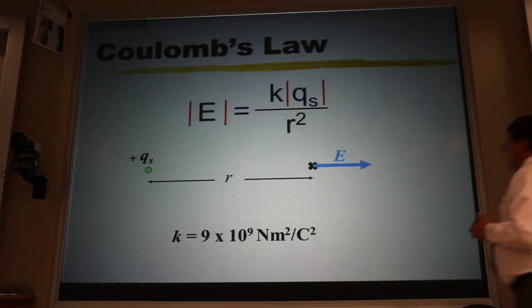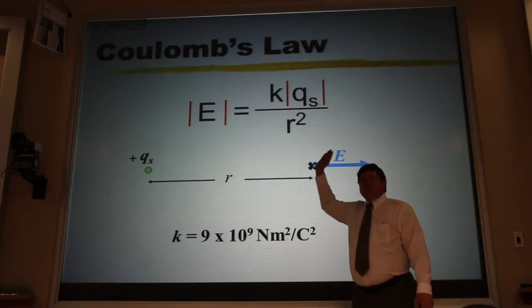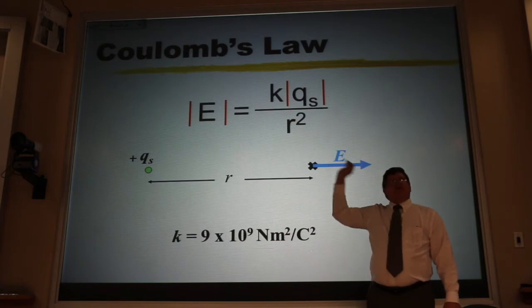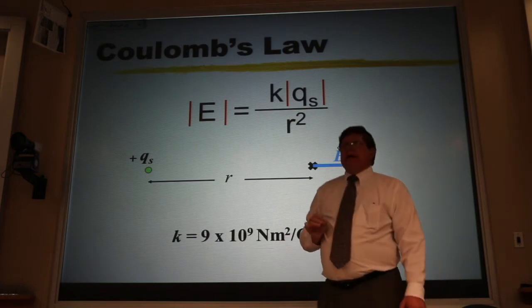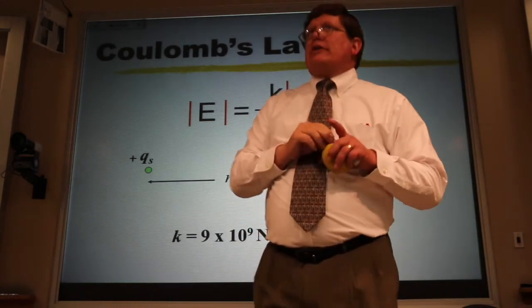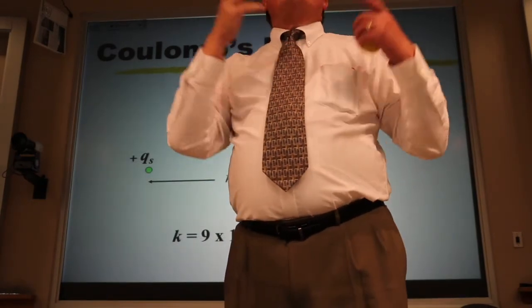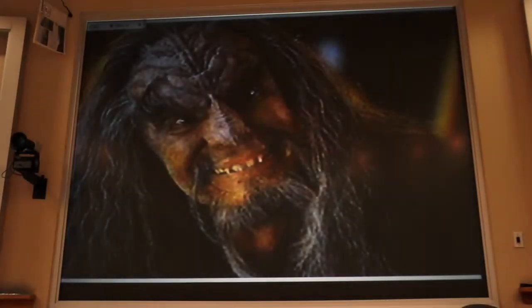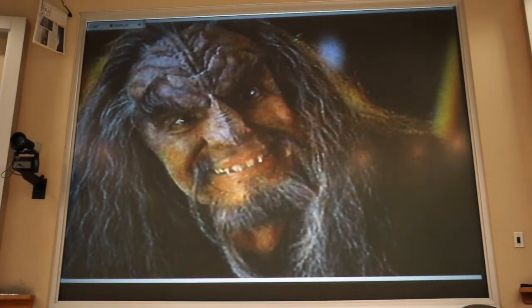Now, the hardest part about using this equation is knowing which charge in the problem is the Klingon, is the source. How do you recognize the Klingon? Well, that's what they look like. Okay, now I've got a handout here that's going to help you to recognize the Klingon.